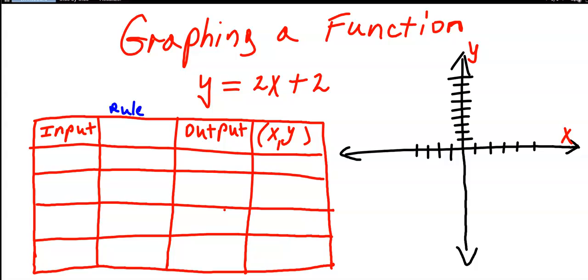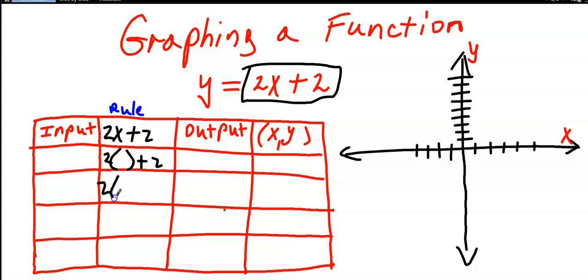Okay, this video is going to be about graphing a function. One of the ways to graph a function would be to make a table and use the rule, and in this case the rule would be 2x plus 2. So the rule would be 2 times a number plus 2. We're going to rewrite that over and over again: 2 times a number plus 2, 2 times a number plus 2, and 2 times a number plus 2.